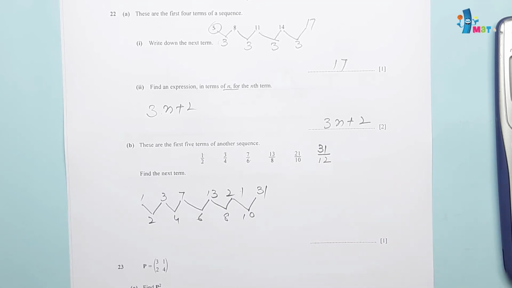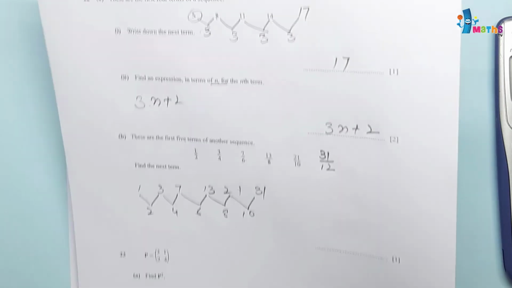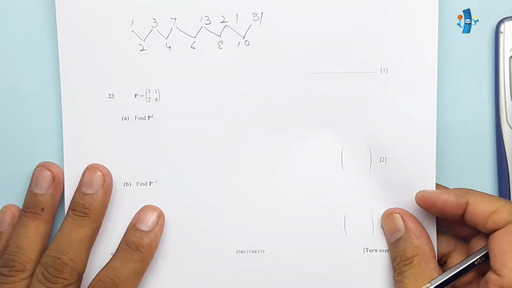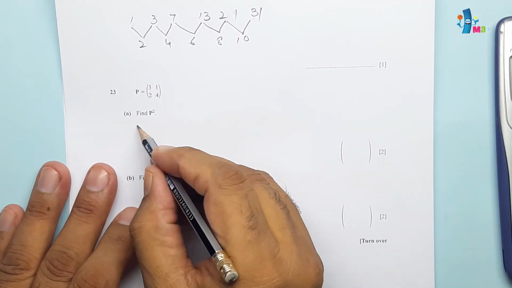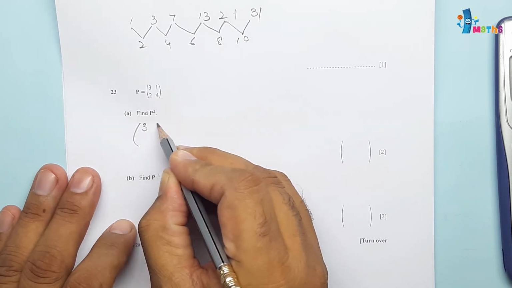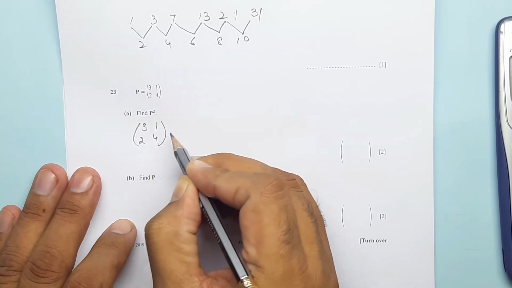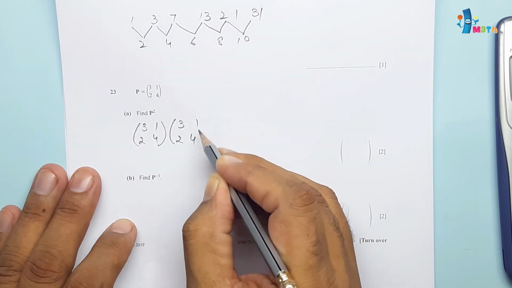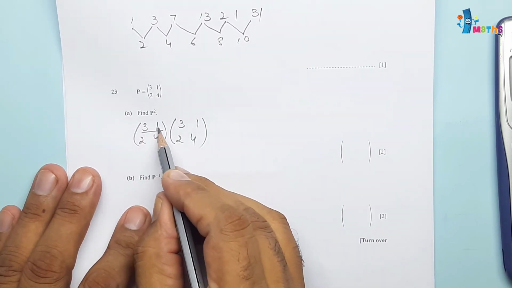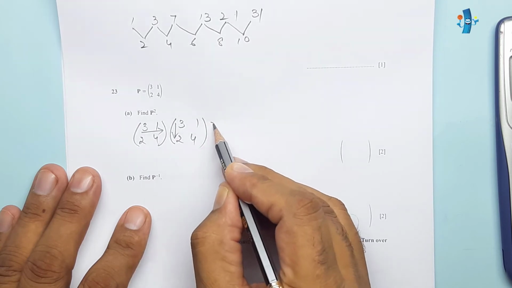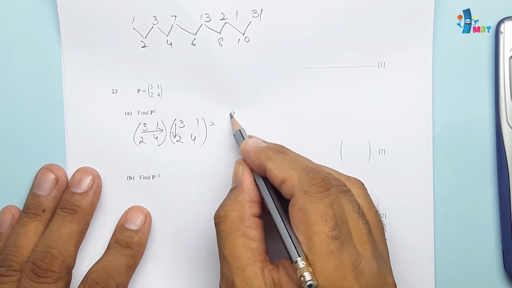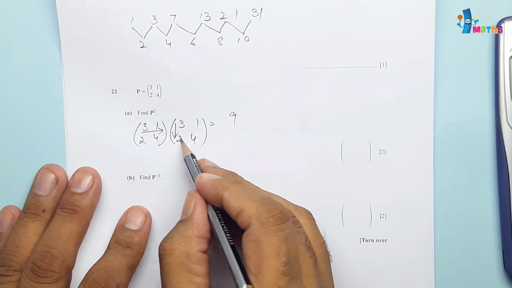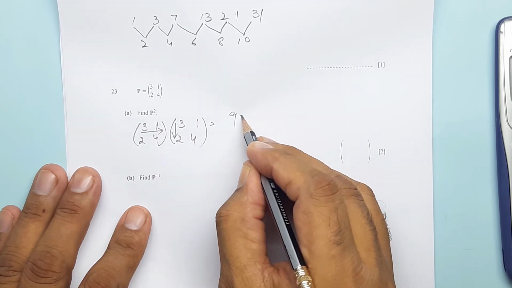Then question number 23 is a matrices question. P is given. We have to find P square. So we'll be multiplying P value again with P value, 3, 1, 2, 4, because we need square. So this row with this column. This will be 3 into 3, which will be 9, and 1 into 2, so plus 2.